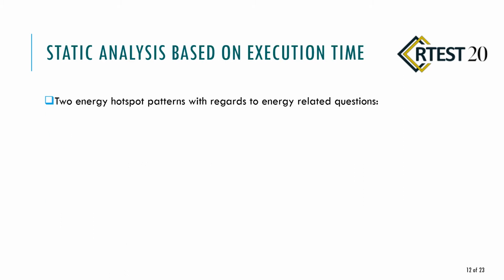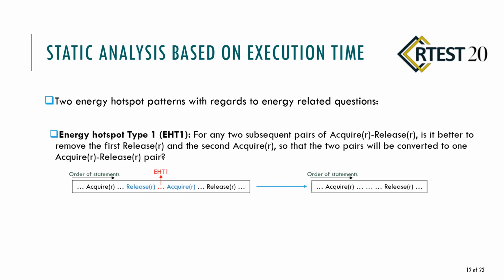We present two energy hotspot patterns based on our assumptions with regards to energy-related questions. Question 1 for energy hotspot type 1, or EHT1. For any two subsequent pairs of acquire-release, is it better to remove the first release and the second acquire, which have been shown by blue color, so that the two pairs will be converted to one acquire-release pair?